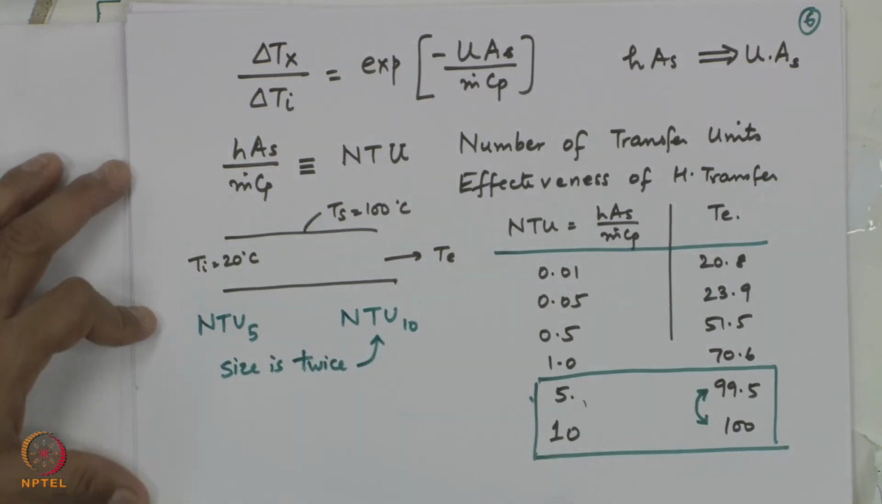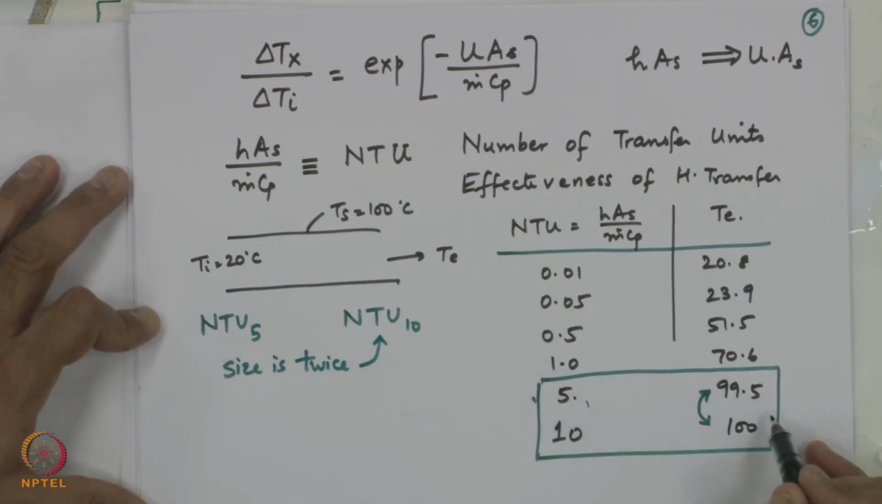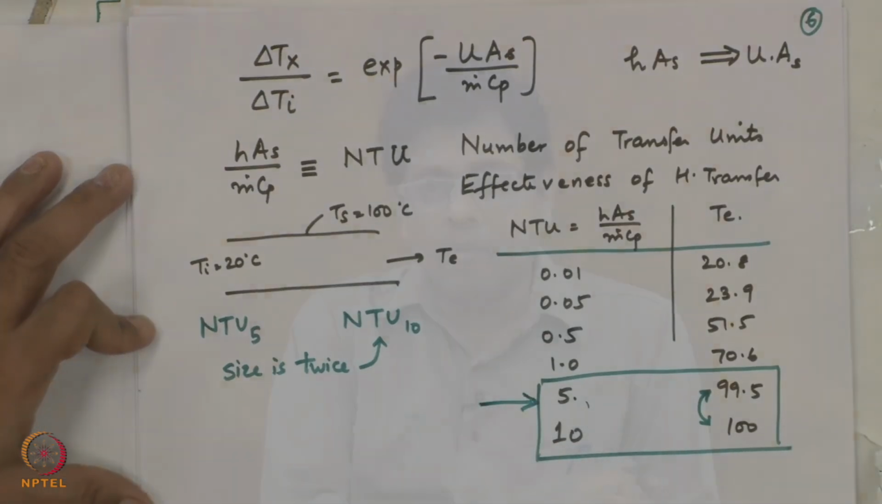and the material cost etc. is going to be double. So, increasing by a factor of 2 causes only a 0.5 degree change in the exit temperature. I would rather stick with NTU of 5 and be happy with 99.5 as exit temperature than go and increase it to 10 for a 0.5 degree change in the exit temperature. This is very useful in determining the size of the heat exchanger and makes us decide how long a tube we need to employ, what is practical, what is cost effective.